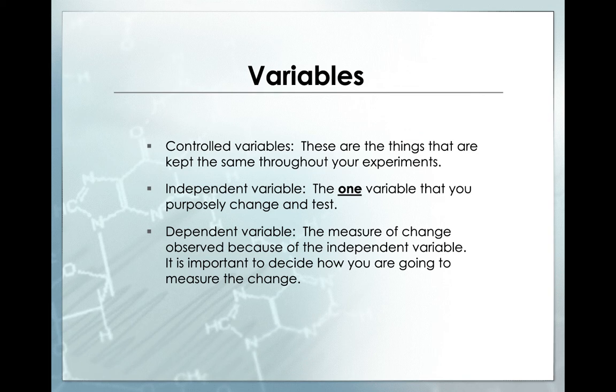The independent variable is the one thing that you are changing. You should only have one independent variable, the one variable that you purposely change and test. So if I am looking at different water temperatures, the difference in water temperatures is going to be my independent variable. Maybe I'm looking at room temperature water, cold water, and warm water. But again, the controlled variable would be the amount of water I'm using. That all stays the same, but the independent variable is the one thing I'm changing.